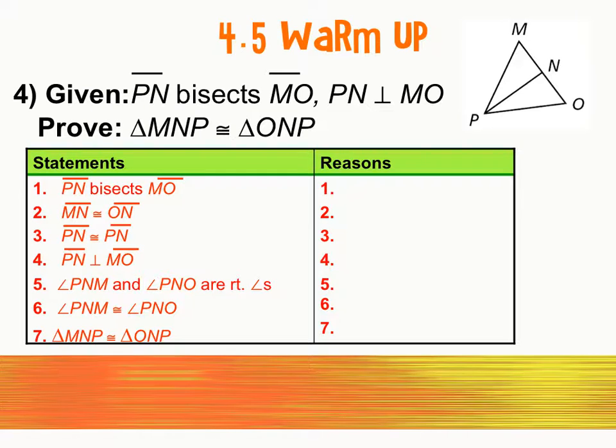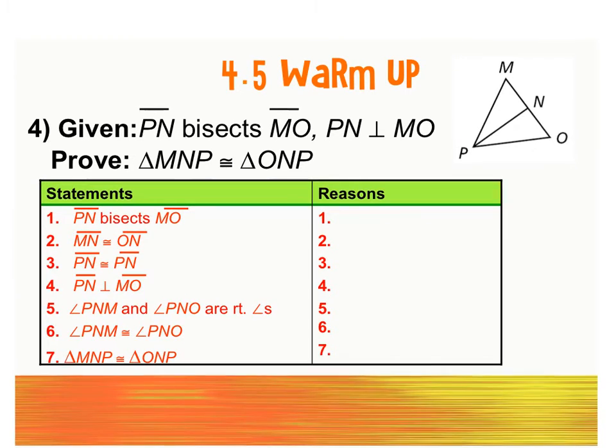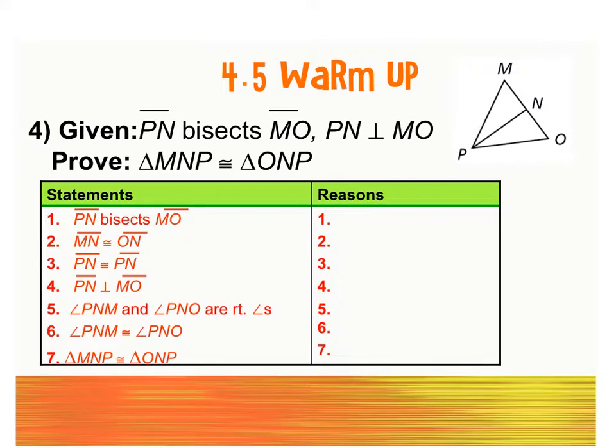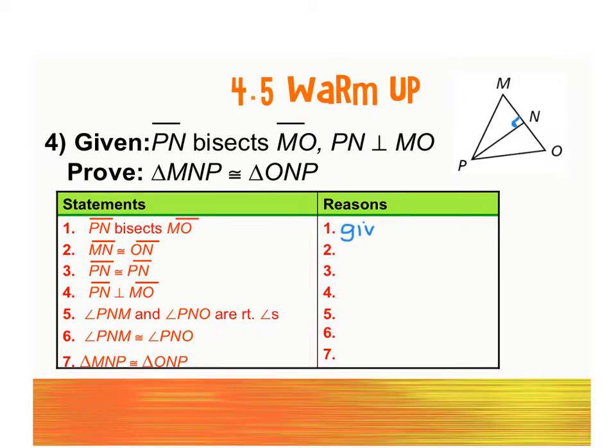Okay, so number 4 is a proof. Again, we'll try to work through it together, okay? But based on what it says at the top, I'm going to start by drawing on my diagram. It says PN bisects MO, and PN is perpendicular to MO. So I already know it bisects it and meets it at a right angle. So this would be my given, right? That's what's given to you. And what else is given to you?